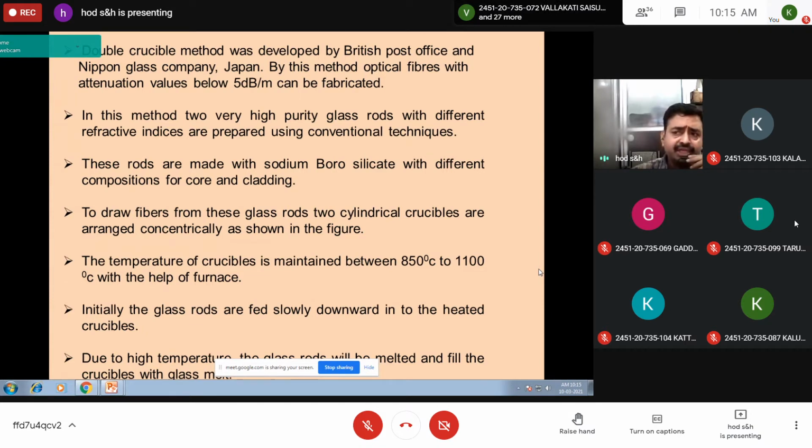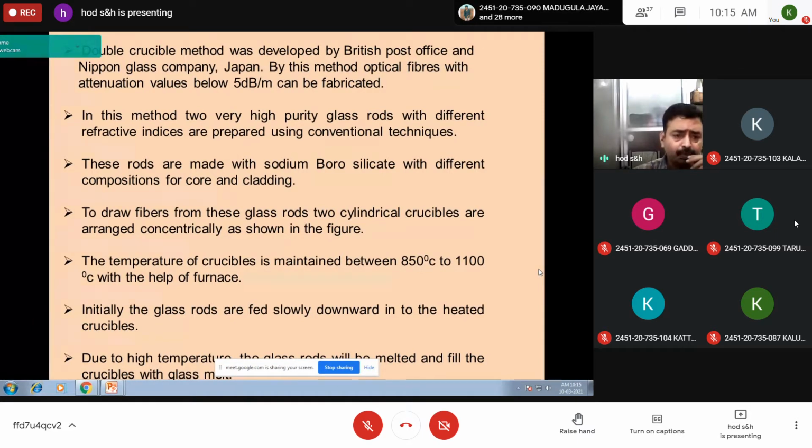Same material, if you add some impurities or change the concentration, the refractive index profile will be changing. So the impurities are added to both glass rods in such a way that one acts as a core material and another one acts as a cladding material, because the refractive index of core should be greater than that of cladding. So basically these are made with sodium borosilicate materials with different compositions for core and cladding. Because of different compositions, the refractive index profile will be changing. Core has more refractive index when you compare it with that of cladding. So n1 is greater than n2, then only light passes from denser to rarer medium and total internal reflection takes place.